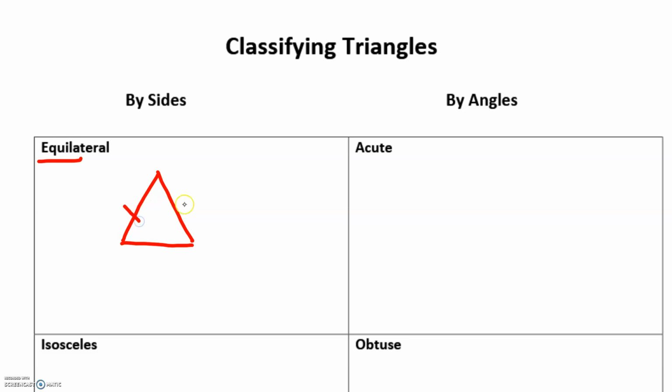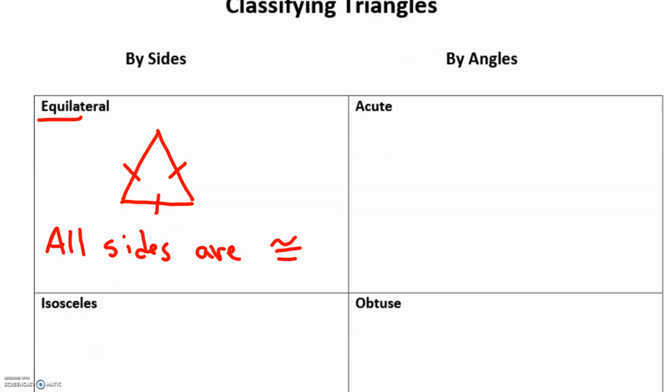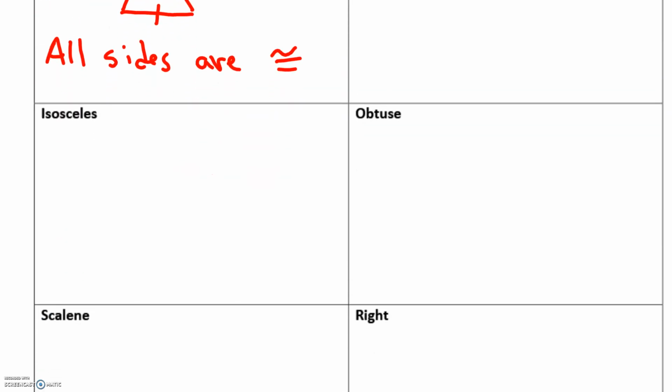We can show that by making little hash marks that are all the same. They all have one little hash mark. That means they are all the same. A mathematician will say that it has 3 congruent sides, or all sides are congruent. Remember, this is that funny little symbol for congruent. It means that they have the same measure. All right, I'm going to scroll down a little bit. You can stop and pause the video if you need a little more time for your drawing.